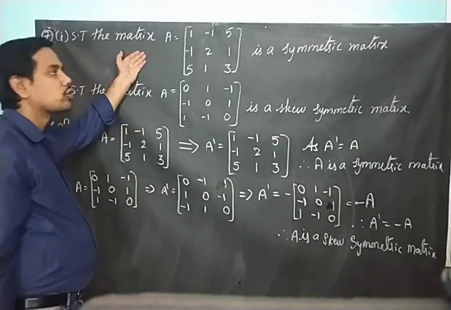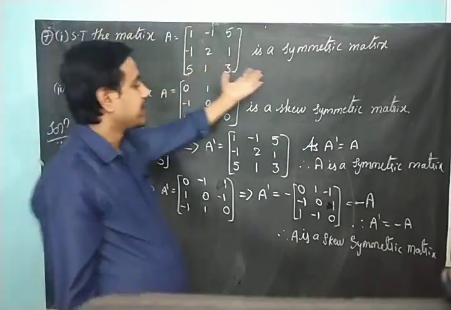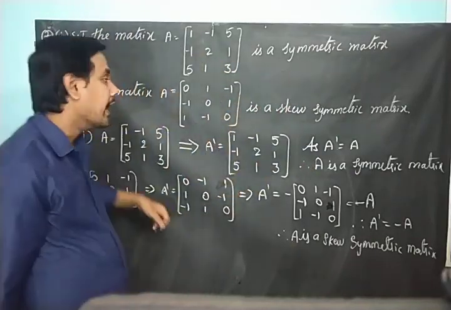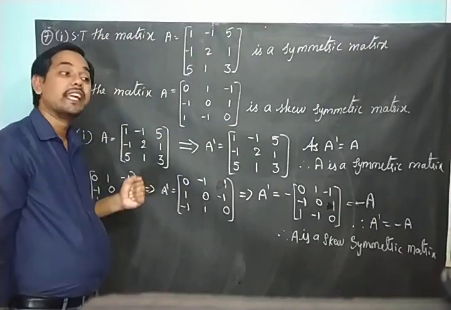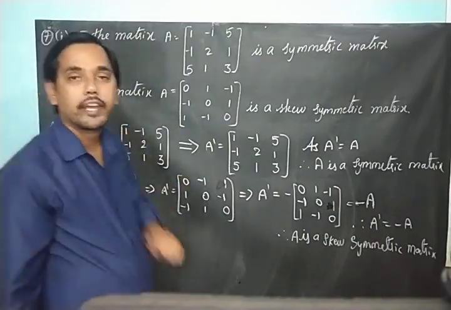So we were asked to prove that in the first case A is a symmetric matrix. We have proven it. And in the second case we were asked to prove that A is a skew symmetric matrix. That also we have proven.